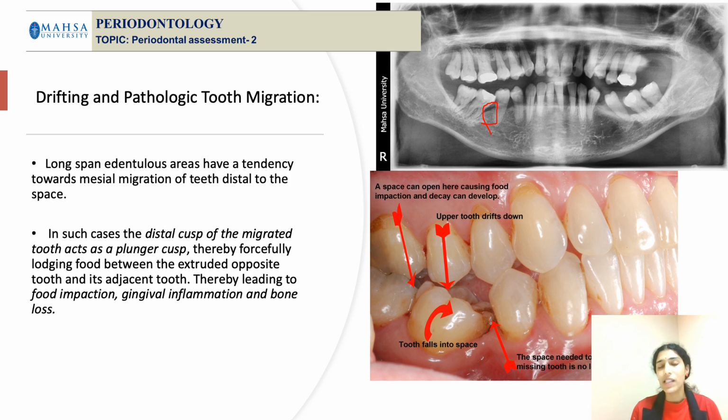So if I imagine now, due to such a drifting, what will happen? The upper molar, which is the 1-6, do you think the forces acting on this 4-7 will be acting parallel to the long axis of the tooth? Will the force fall exactly parallel to the long axis of the tooth? Definitely not. So there will be lateral forces.